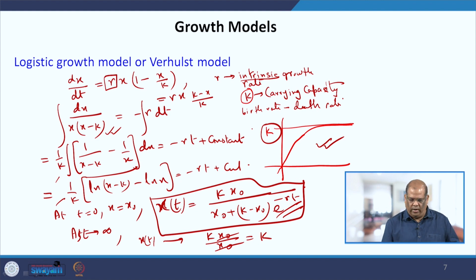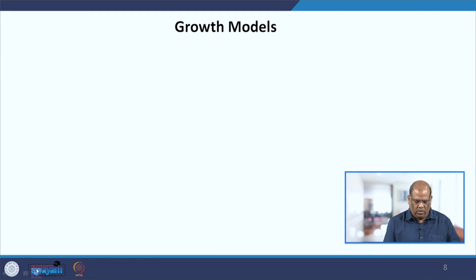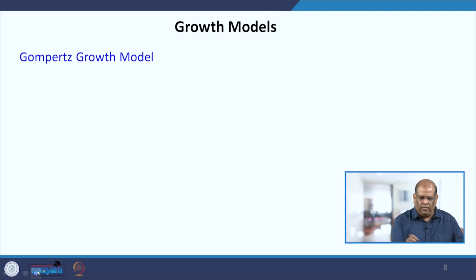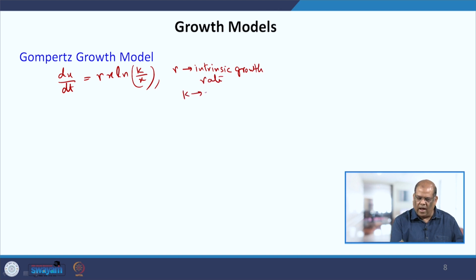More realistic than the constant growth rate. We have a second function which also represents growth, and that is called the Gompertz growth model or Gompertzian growth. In this case, your equation takes the form dx/dt equal to r x ln(k by x), where your r remains the same, it is the intrinsic growth rate, and k is the carrying capacity.